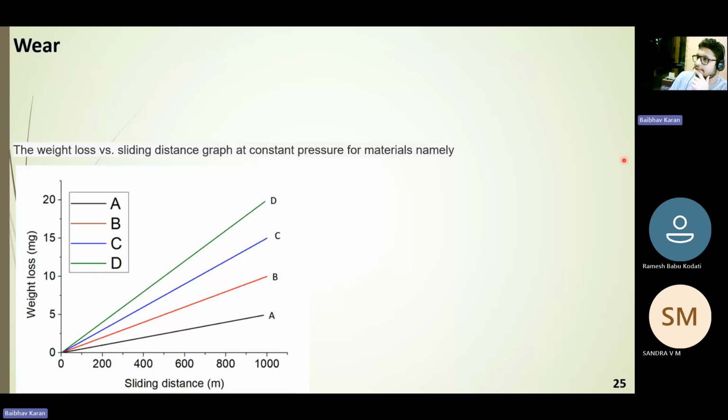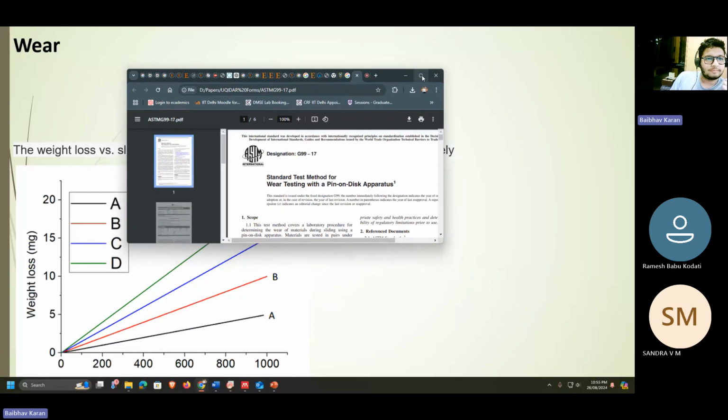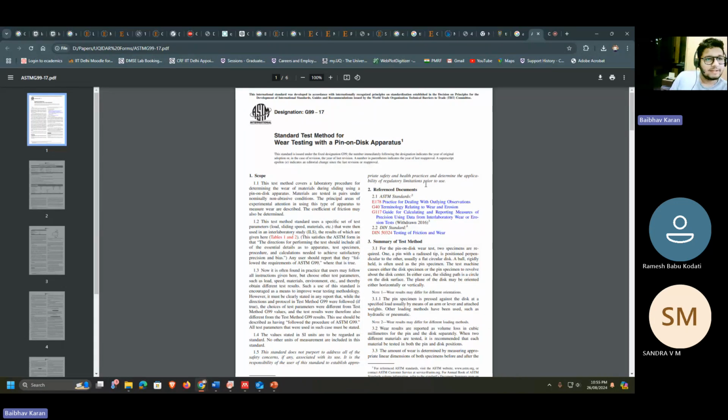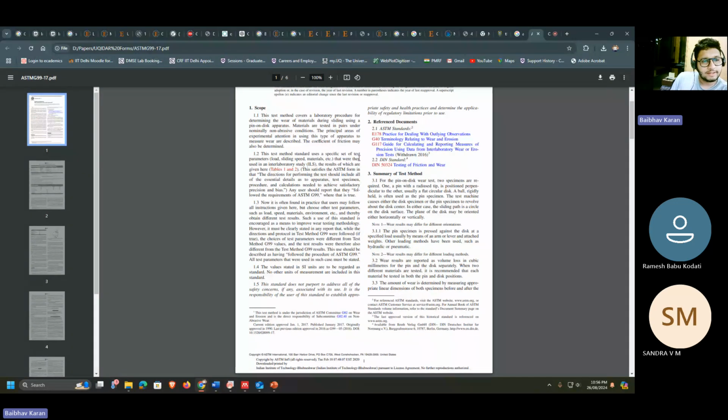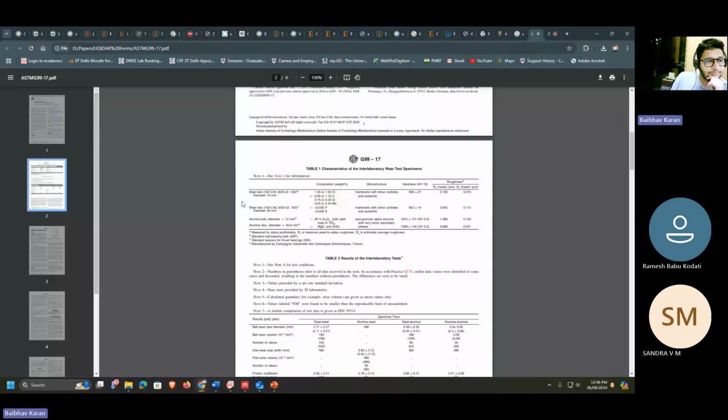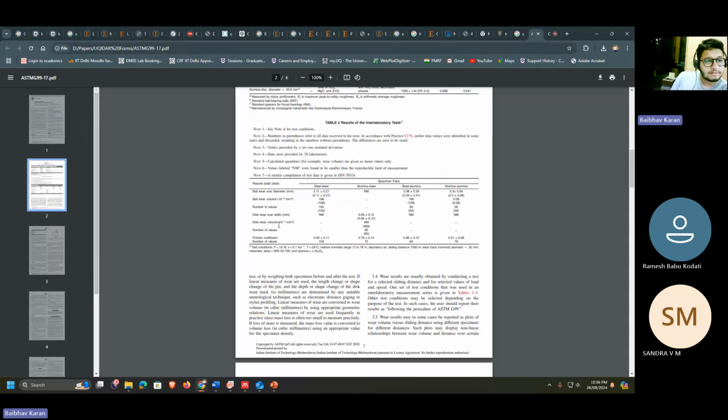Let me just show you G99, which can give you an idea of how this takes place. Yeah, this is the ASTM G99 standard, as you can see here. The standard test method for wear testing with a pin on disc apparatus. Here the summary of the test method is given. You can see the balls you are using, the diameter of the ball, the roughness and hardness. Then the results will be given. Initially you can observe these things.